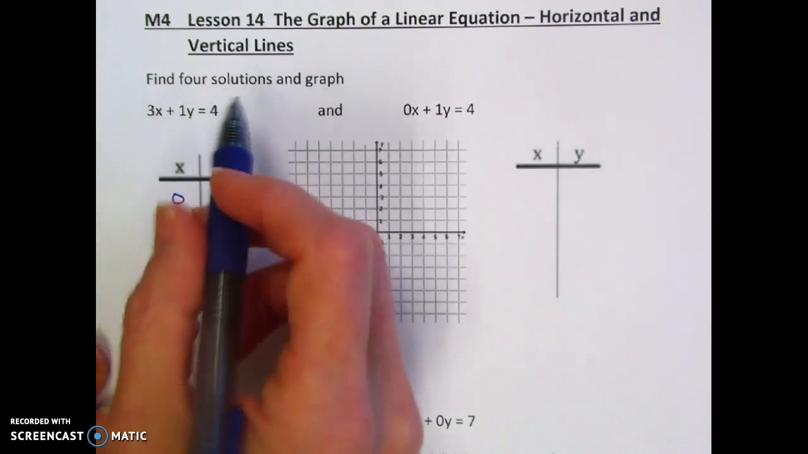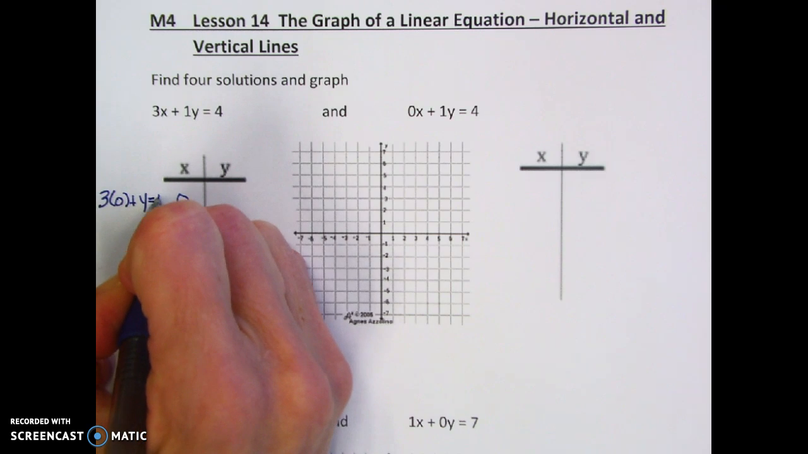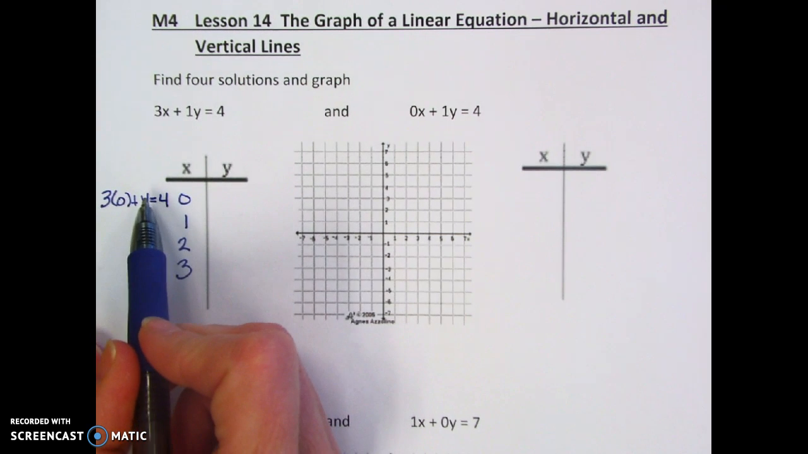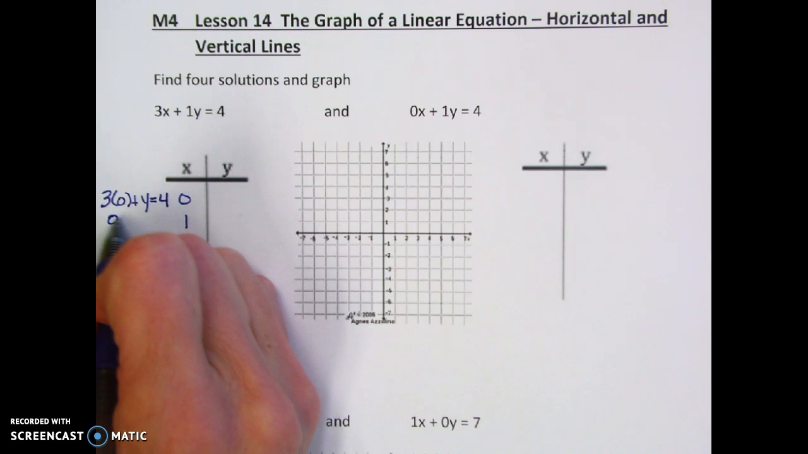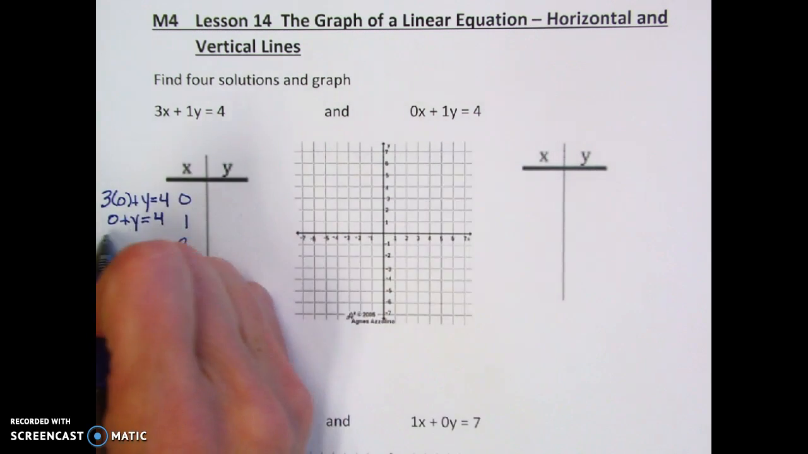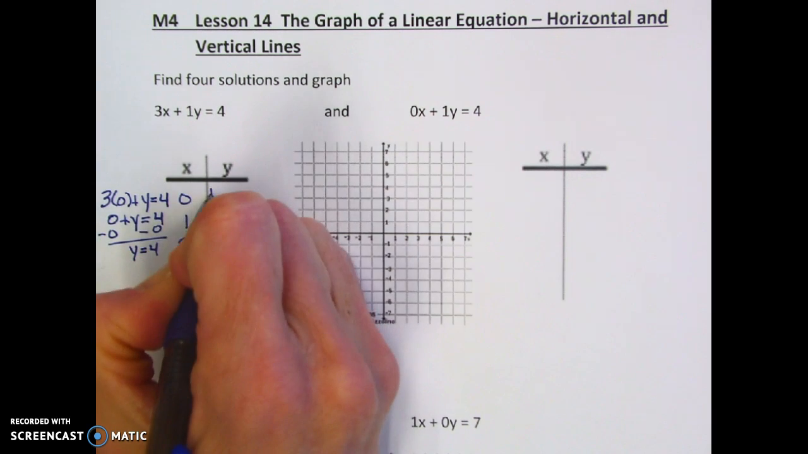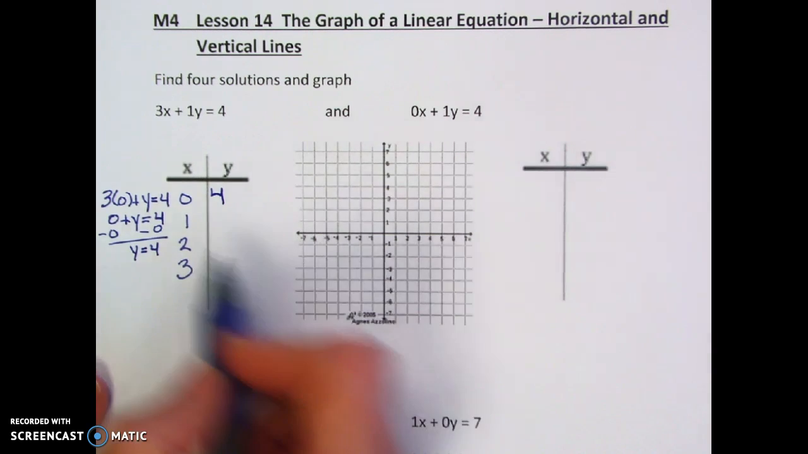Now, when I substitute in here, 3 times 0 plus 1 times y equals 4. I don't need to put the 1 in there. 3 times 0 is 0. 0 plus what equals 4? You can do the math and subtract 0 on both sides, or you can just think about it, and your answer should be 4.